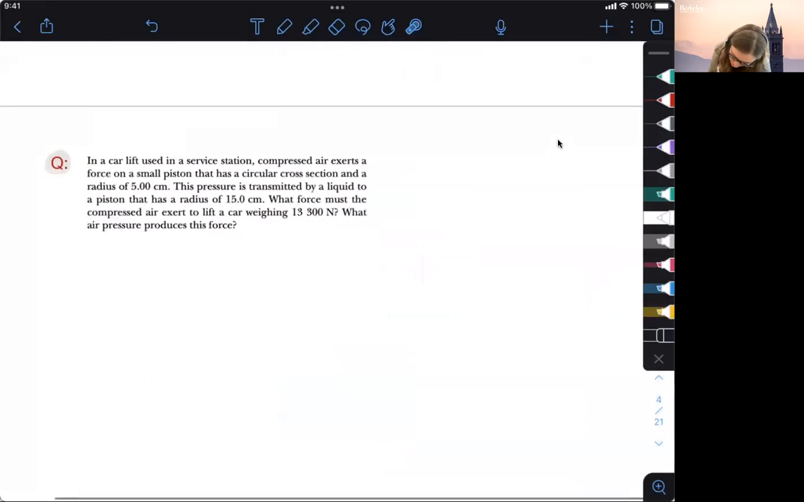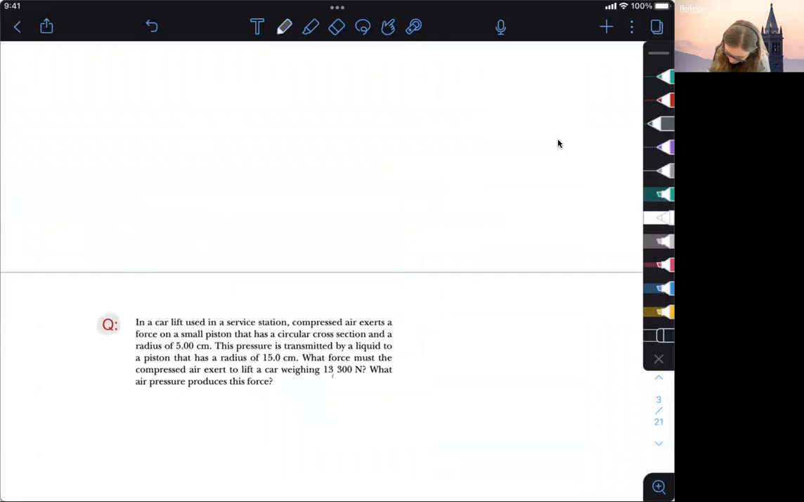In a car lift used at a service station, compressed air exerts a force on a small piston that has a circular cross section and a radius of 5 centimeters. This pressure is transmitted by a liquid to a piston that has a radius of 15 centimeters. What force must the compressed air exert to lift a car weighing 13,300 newtons? What air pressure produces this force?